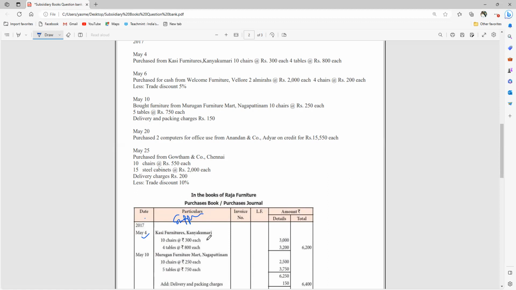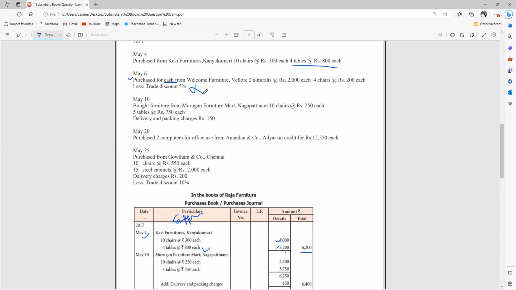What we have purchased: 10 chairs at 300 rupees each, the amount is 3,000. Next, 4 tables at 800 rupees each, 4 into 800 is 3,200. The total of 3,000 and 3,200 is 6,200 rupees. Now next transaction, on May 6th, purchase for cash. As they are saying purchase for cash, that means we are not recording this transaction in the purchase book.